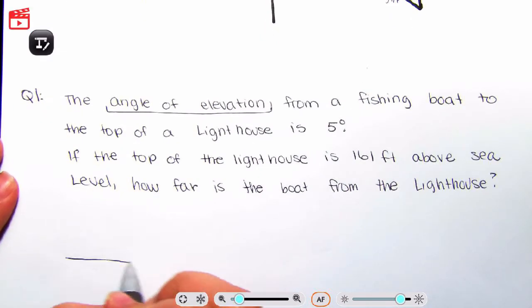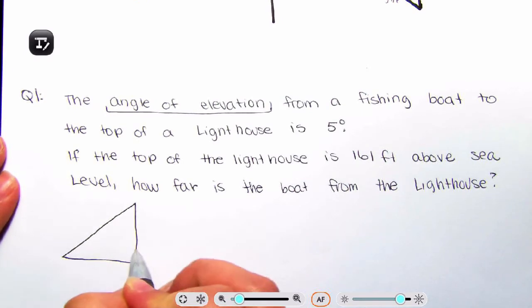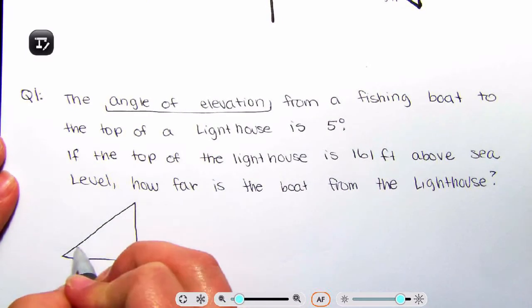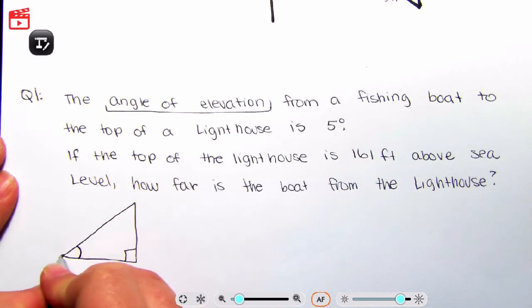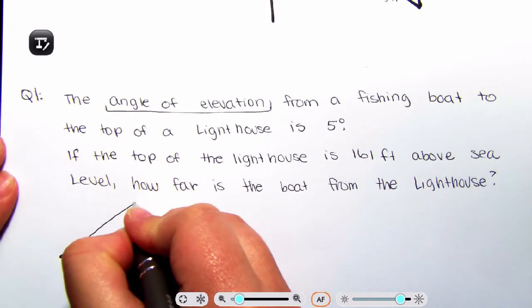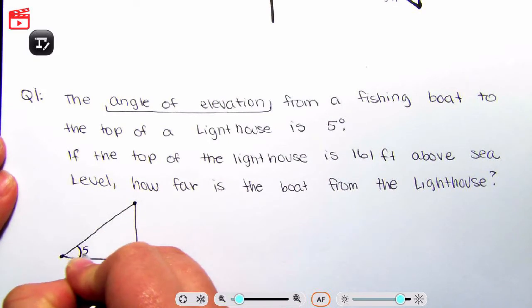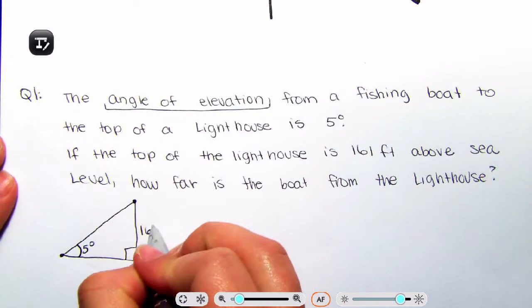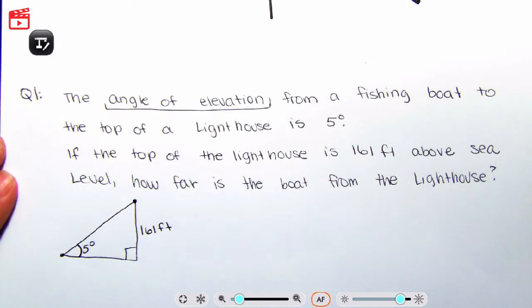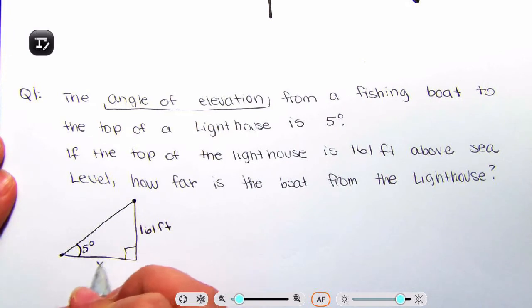So let's draw out our triangle. Always with word problems, draw out your picture. The angle of elevation, so here's your angle of elevation from the fishing boat. So here's your fishing boat all the way up to a lighthouse is 5 degrees. So here's your 5 degrees. If the top of a lighthouse is 161 feet above sea level, how far is the boat from the lighthouse? So we want this distance here.